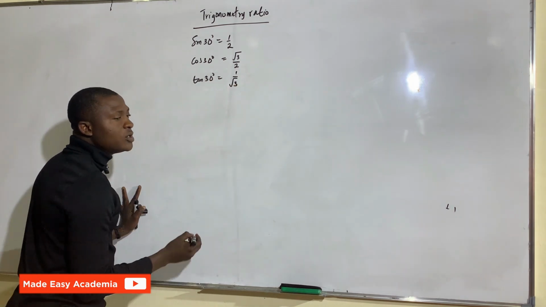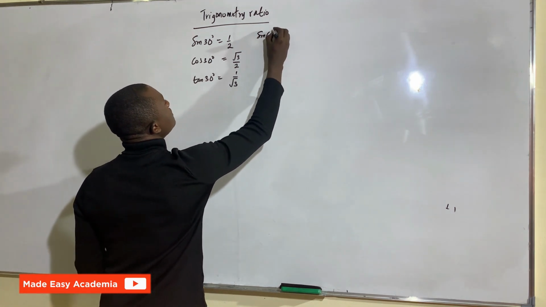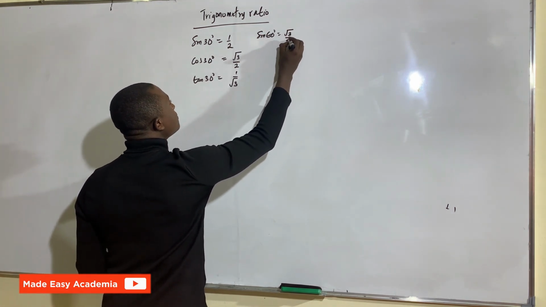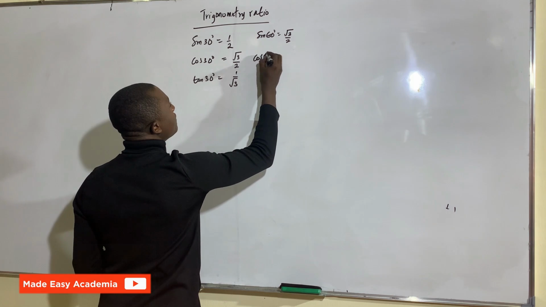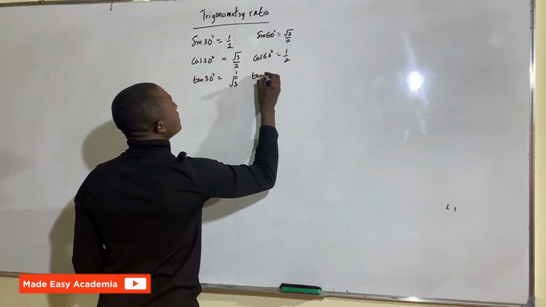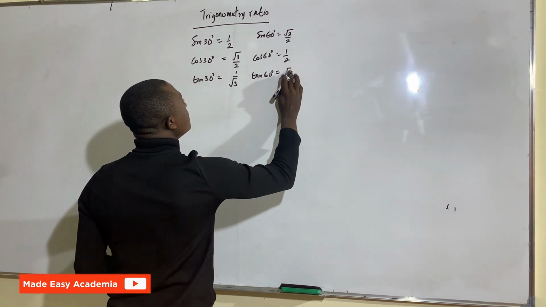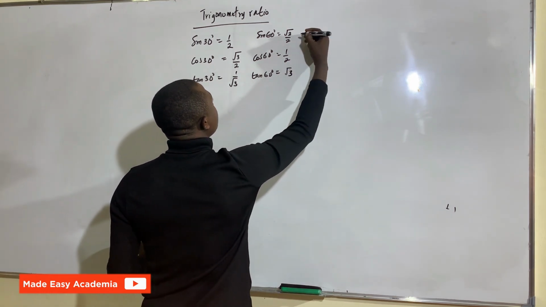Then at the same time, we derived for 60 as well. We say for 60, when we have sine 60, that one is nothing but root 3/2. When we have cos 60, it is 1/2, and when we have tan 60, it is root 3/1, which is just root 3.